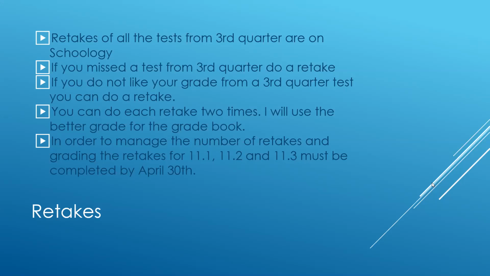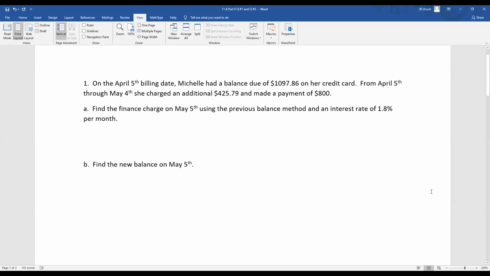So, again, here we go with the previous balance method. Last week we did the average balance method, and this week is the previous balance method. Here's question one. It says on April 5th, the billing date, Michelle had a balance due of $1,097.86 on her credit card.